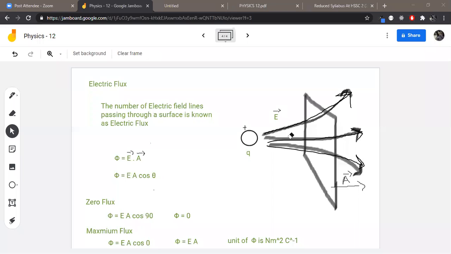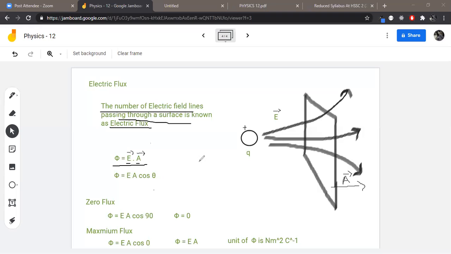So what does electric flux say? Electric flux says the number of field lines passing through any surface is the electric flux. Once we have field lines crossing any surface, we can say that there is a flux on that surface. The equation of electric flux is phi equals the dot product of two vectors: the first one is the electric field vector and the other one is the area vector.